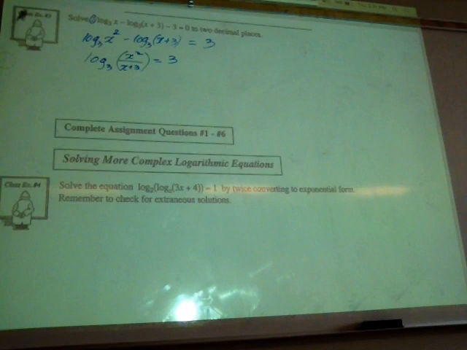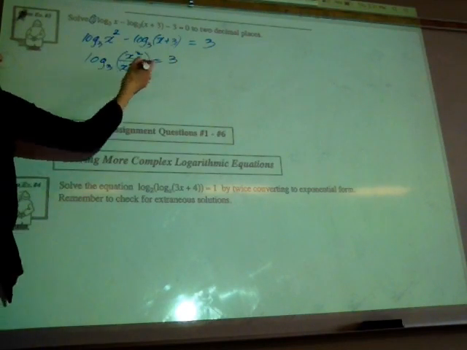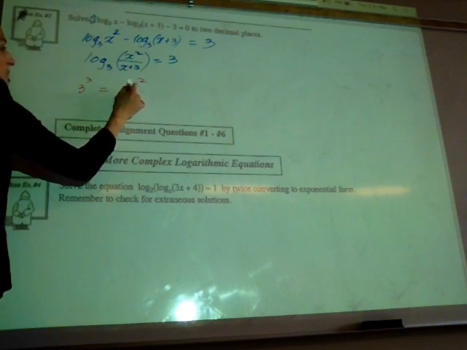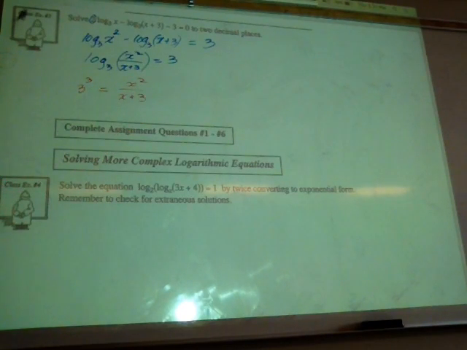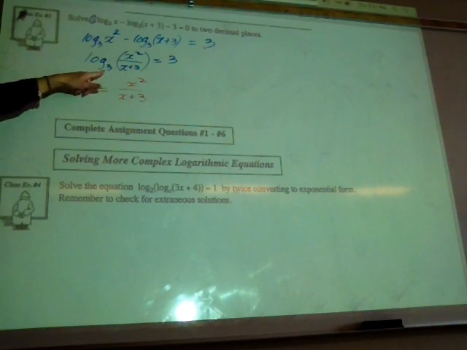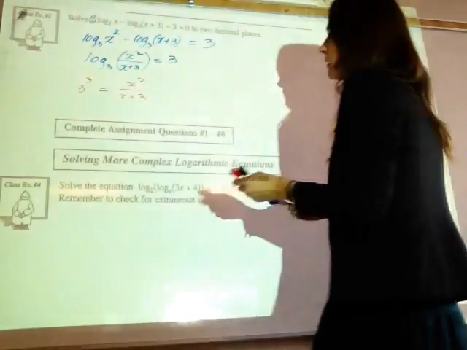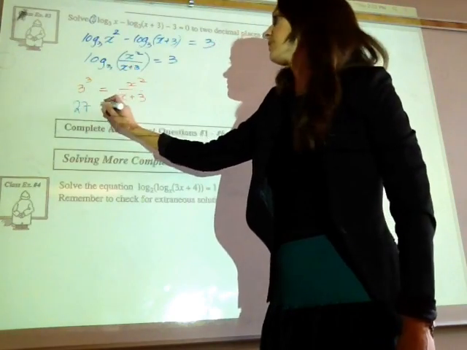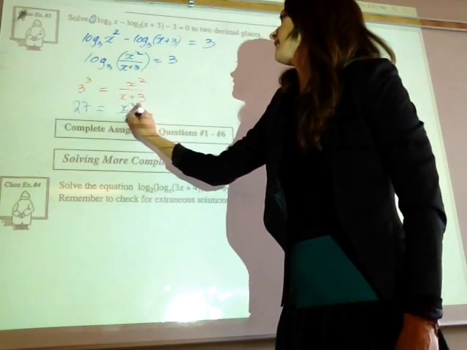And because there is only one logarithm, my strategy is to put it into exponential form. So 3 to the power of 3 will equal x squared divided by x plus 3. The base of the logarithm is always the base of the exponent. Okay, the base of the logarithm, base of the exponent. So let's just expand this. We get 27, 3 cubed is 27. That equals x squared divided by x plus 3.